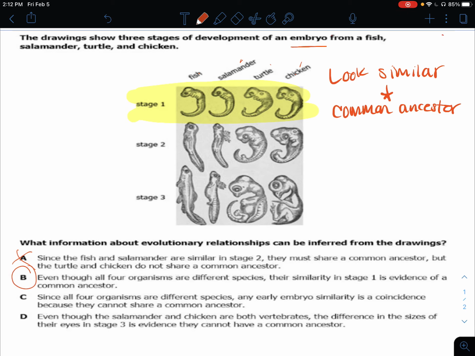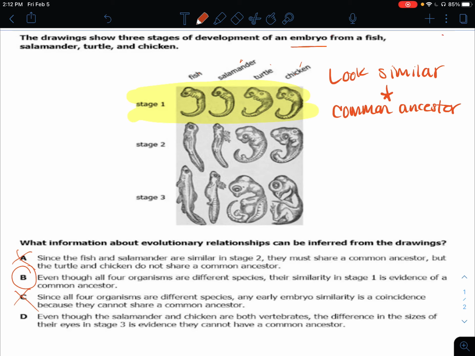What's wrong with C? Since all 4 organisms are different species, any early embryo similarity is a coincidence because they cannot share a common ancestor. Well, that's just silly. That would be a crazy, crazy coincidence. And we know for a fact, we've talked about this 1,000 times, the more similar they look, the more likely they are related or share a common ancestor.